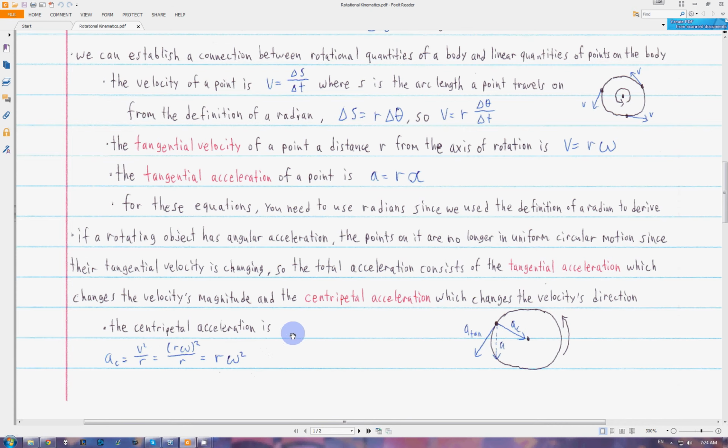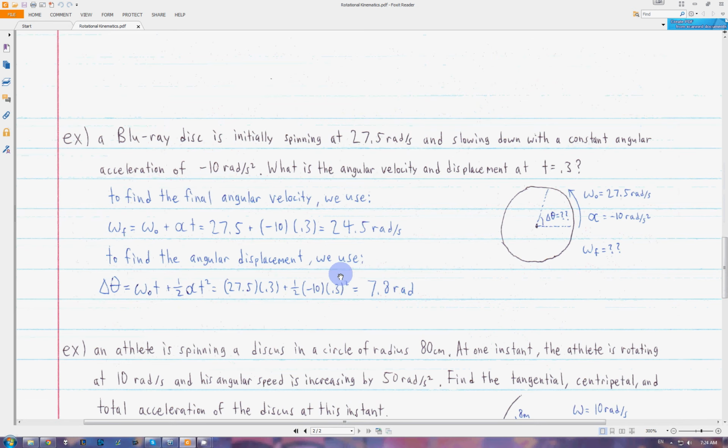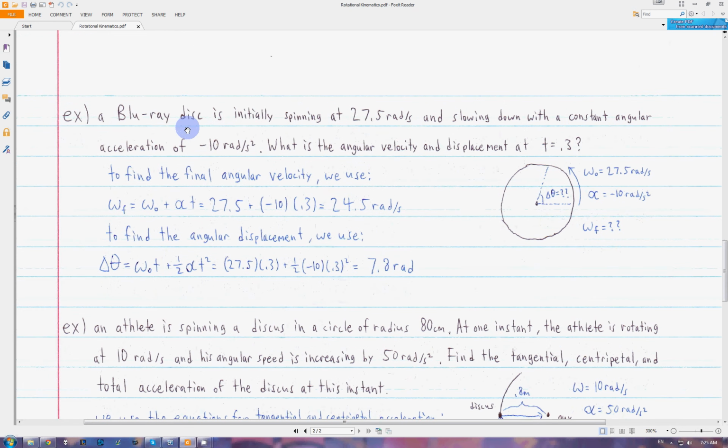So now let's look at a couple examples. So say we have a Blu-ray disc and it's spinning at 27.5 radians per second, and it's slowing down with a constant angular acceleration of negative 10 radians per second squared. So we want to know what is the final angular velocity and angular displacement after 0.3 seconds.